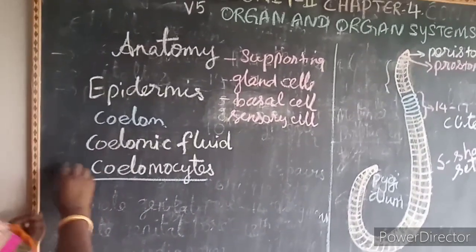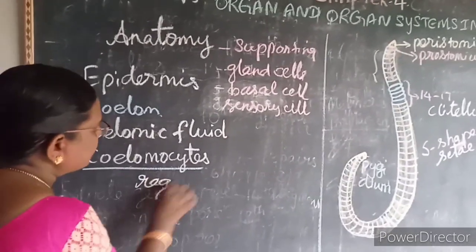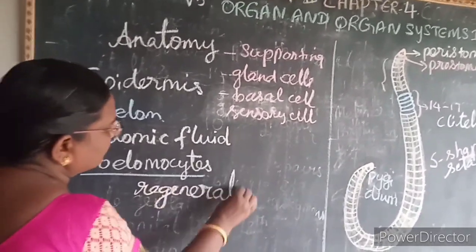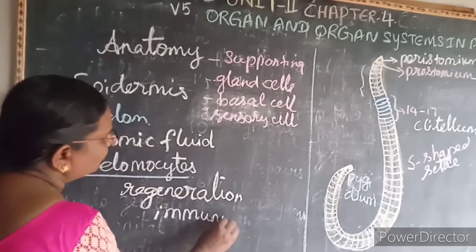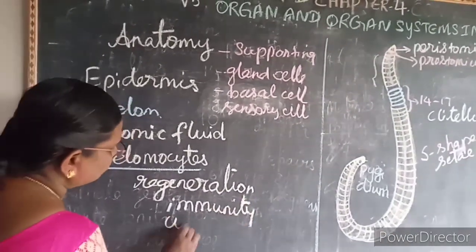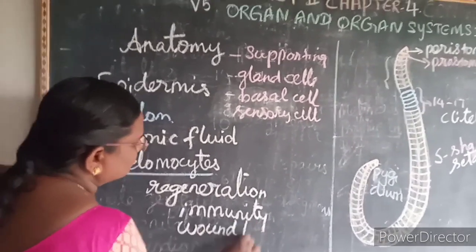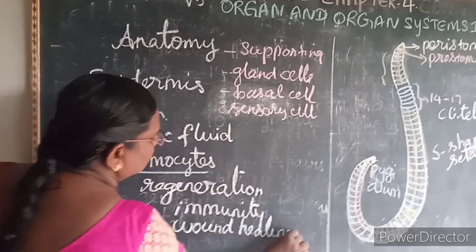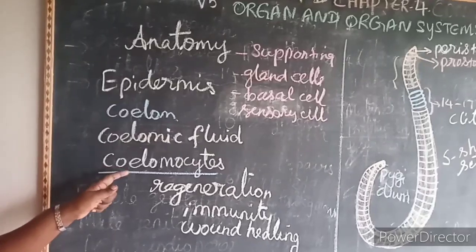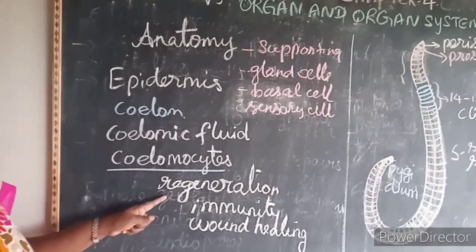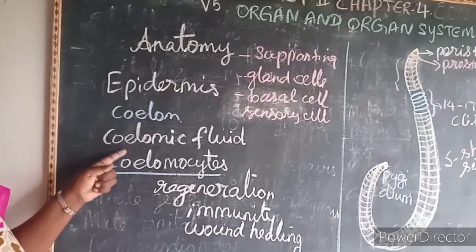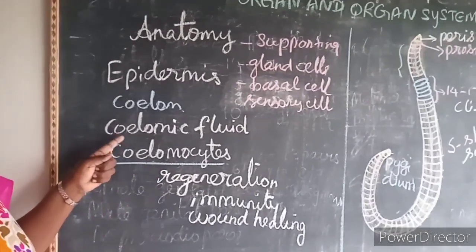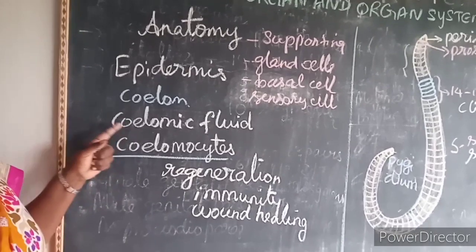The function of the coelomocytes: they help in regeneration, immunity, and wound healing. Then this coelomic fluid is a milky alkaline fluid. It contains granulocytes or amoebocytes.